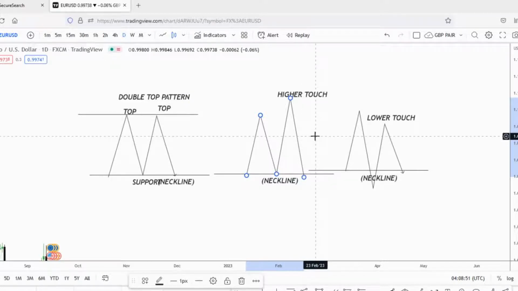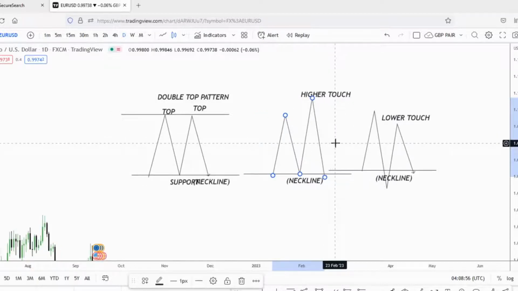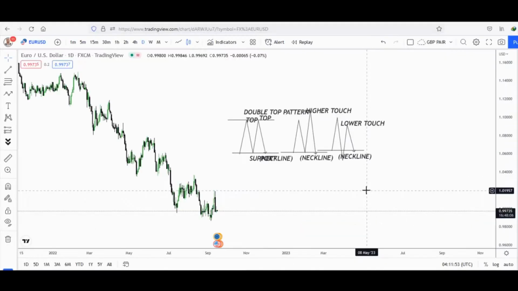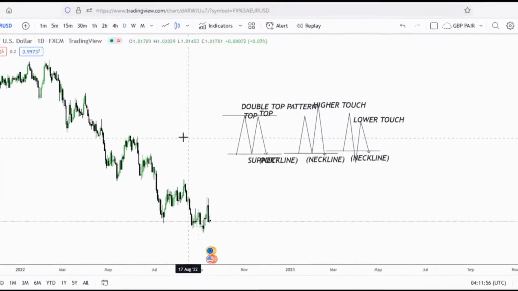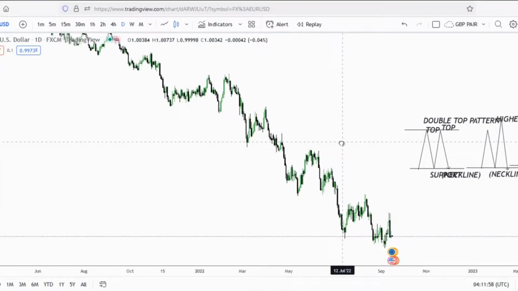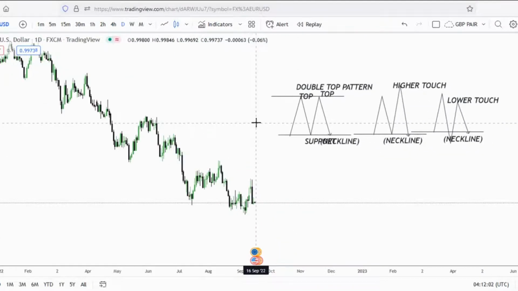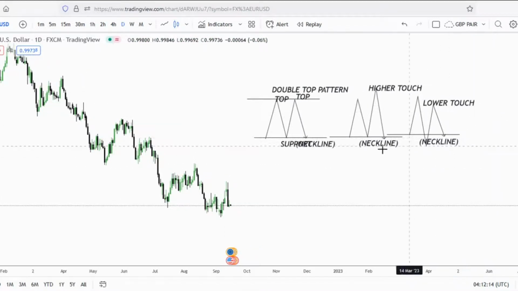Now we're going to go over to the charts proper and see how we can identify most of these patterns on our charts. So now we are here on the Euro USD chart. This is the daily time frame. We'll start identifying these patterns. Like I said, I always like to start from the monthly time frame.